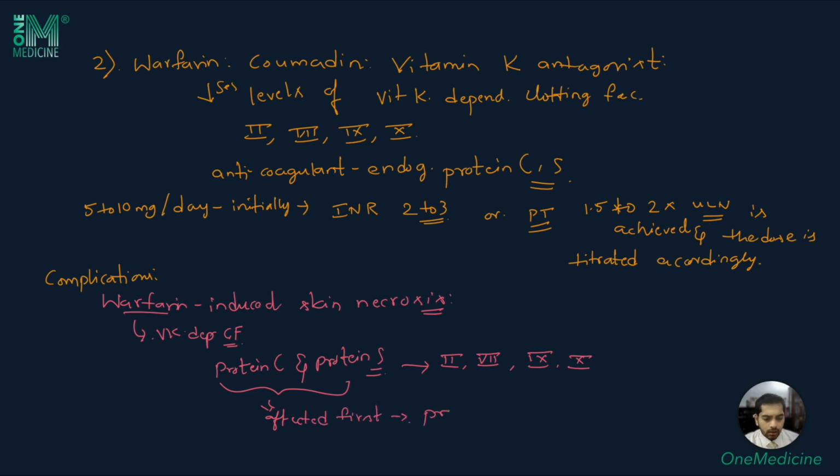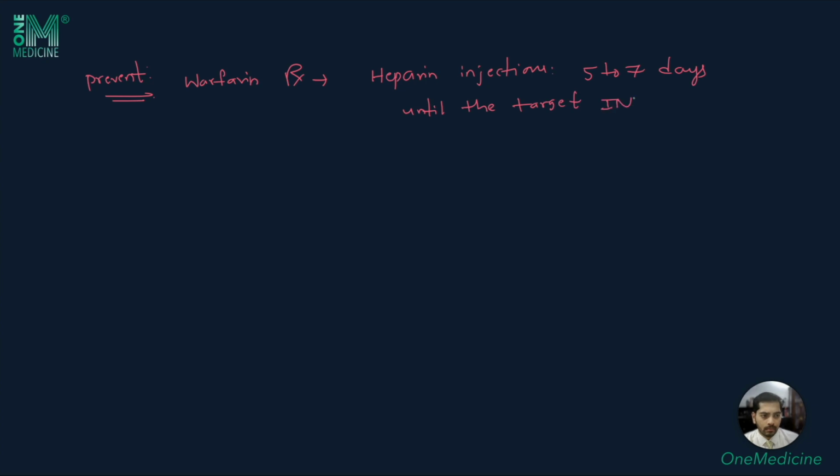there is an initial prothrombotic state, and this can lead to thrombosis or microvascular thrombi, leading to skin necrosis. To prevent this dreaded complication, warfarin therapy is usually bridged with heparin injections over the initial 5 to 7 days until the target INR is achieved. Other complications include hemorrhage and teratogenicity.